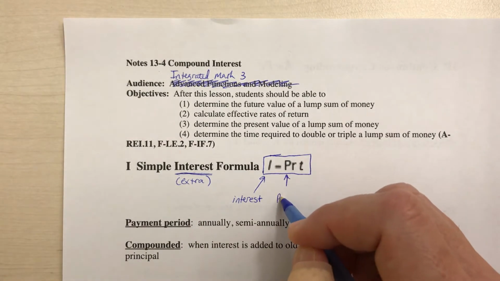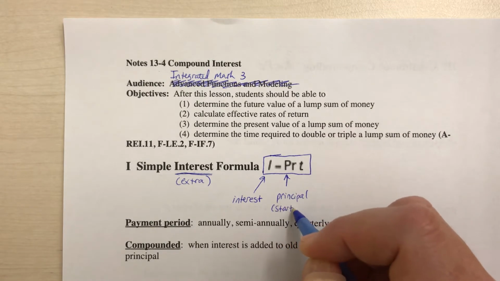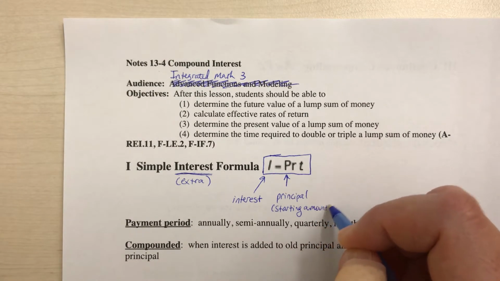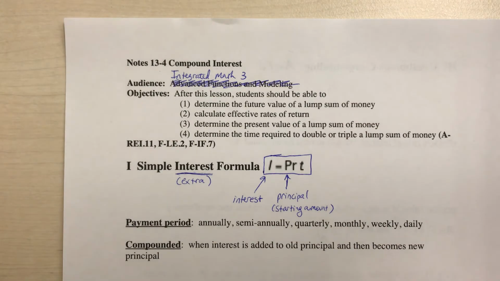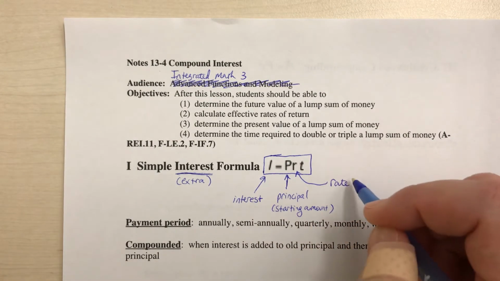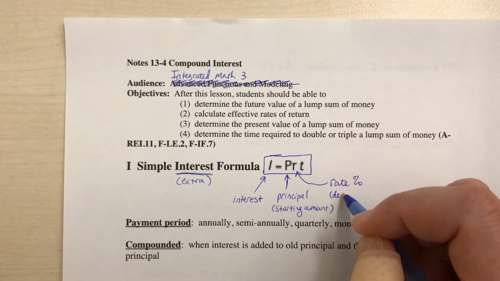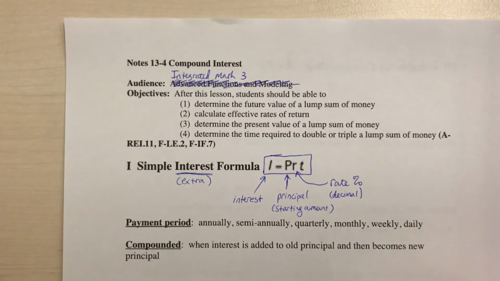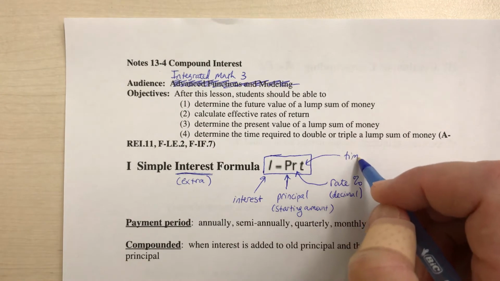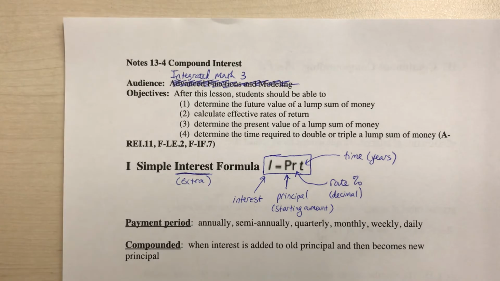P is what we call the principal. That is the starting amount. So it's the amount that you borrow or that you are investing or loaning to somebody. R is the rate. Now, it's usually given to you as a percentage, but when we type this, when we use this to calculate, we always write it as a decimal. And then T is the time in years that we are investing or that we are borrowing.